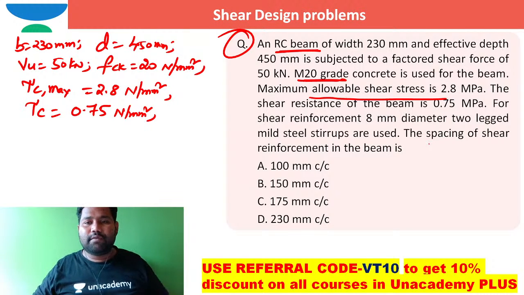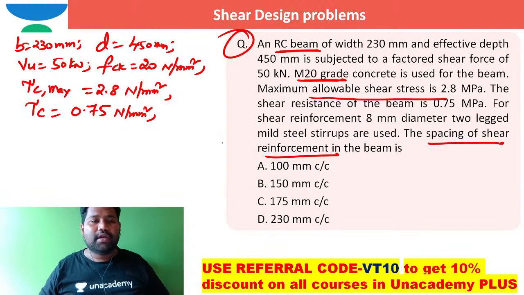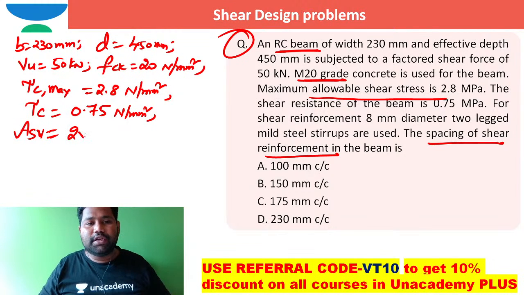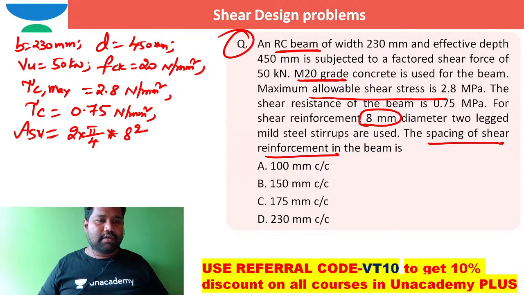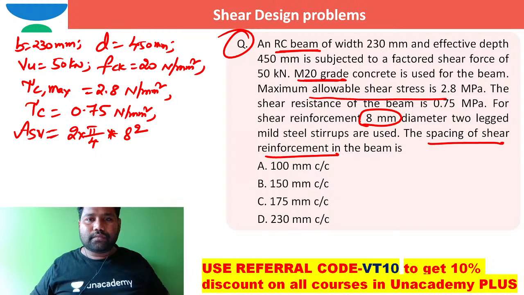Spacing of reinforcement, what is the spacing of shear reinforcement? So coming to the area of the shear reinforcement, it is a two-legged stirrup, so 2 into pi by 4 into diameter square. The diameter of the shear reinforcement is 8 millimeter, so I can write 2 into pi by 4 into 8 square. Now the question is, they are expecting the spacing of shear reinforcement.